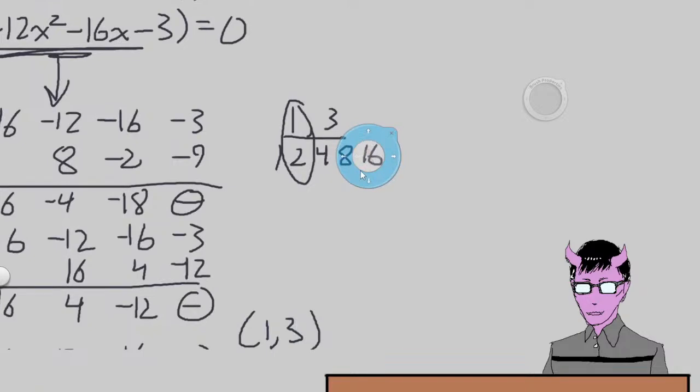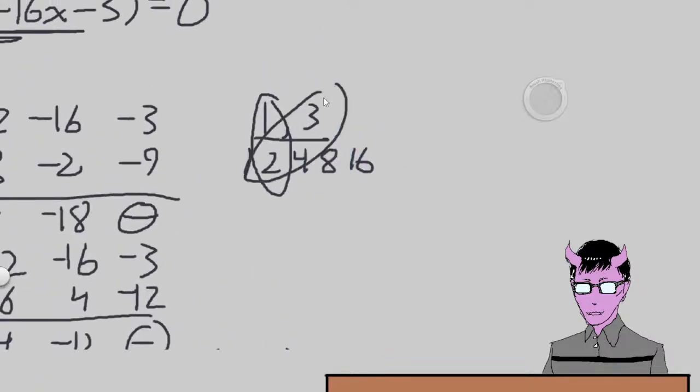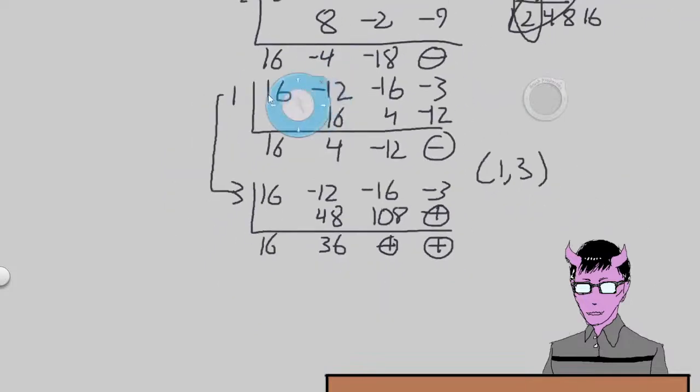So what is between positive 1 and positive 3? 3 halves, right? So let's try 3 halves. It better work.